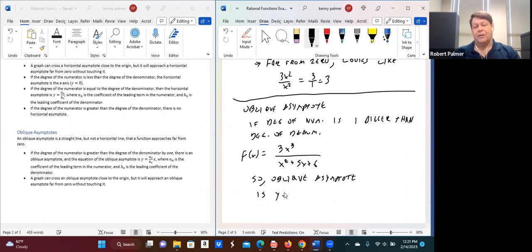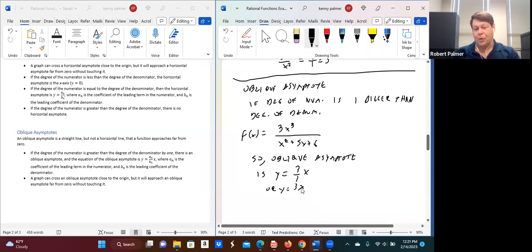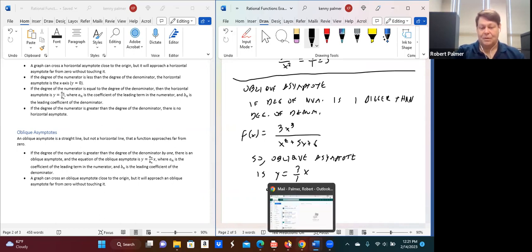This time it's going to be a line, but not a horizontal line. It's actually going to be a line where the slope is given by these coefficients again. The slope of your line is your leading coefficient on top divided by the leading coefficient on the denominator. So it's 3/1 times x, or y equals 3x. And that's called an oblique asymptote. So the graph will approach this line, y equals 3x, far from 0. Let's take a look and see how that happens.